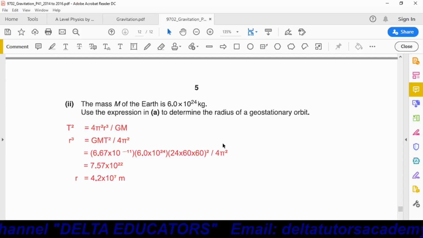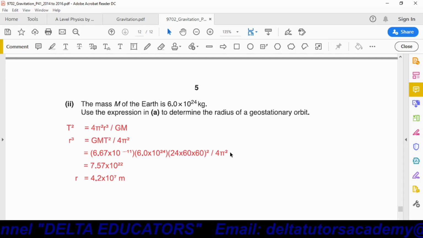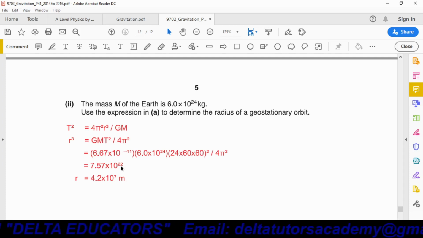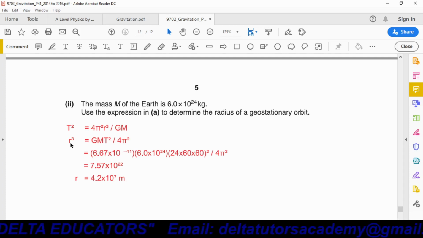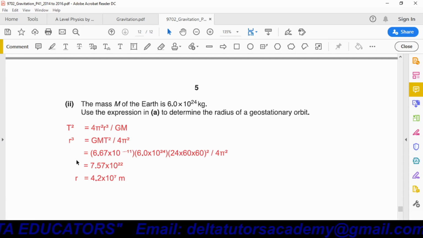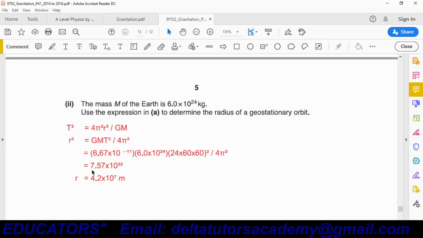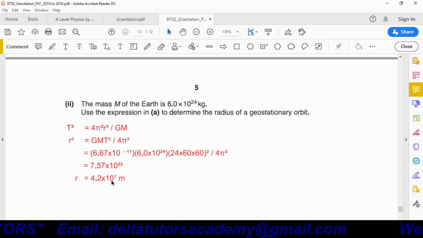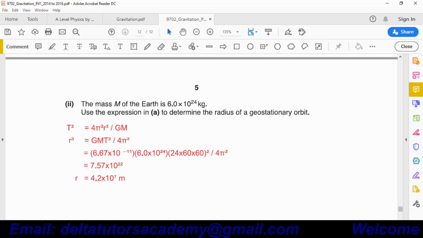Now divide by 4 pi square, and we get the answer 7.57 into 10 power 22. This is the answer for r cube. We have to calculate r, so we have to take the cube root of this value. By taking the cube root, we got 4.2 into 10 power 7. So the distance of the satellite from the center of the Earth is 4.2 into 10 power 7 meters.